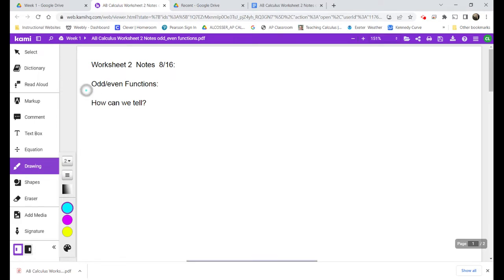So let's talk about even and odd functions. What we mean by this is the idea that one is symmetrical across the y-axis, and the other is symmetrical across the origin. Let me show you what I'm talking about here. The basic even function is y equals x squared, or as we write it, f of x equals x squared. Sorry for the writing.